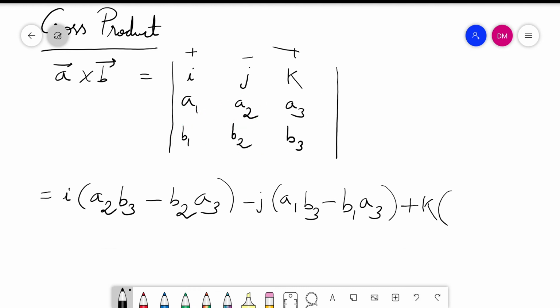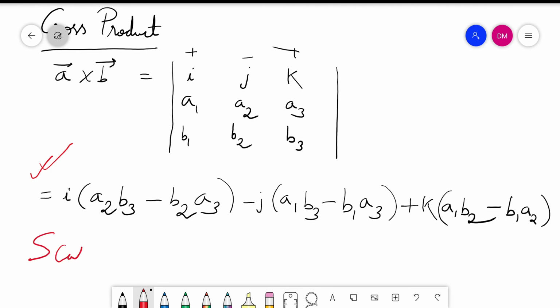So K can be written as A1B2 minus B1A2. So this was about the cross product. We discussed scalar, we discussed the dot product, and we discussed the cross product.